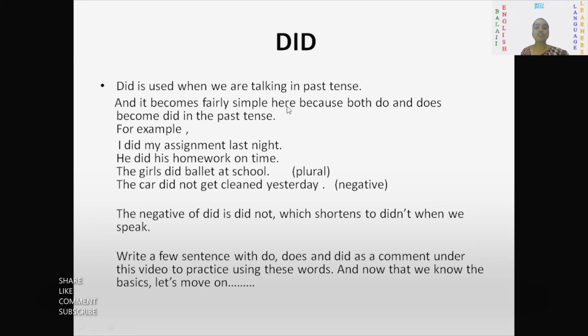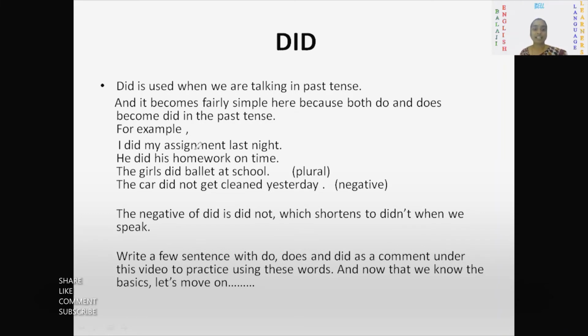Okay. Now, when do we use did? What is did? Don't worry, we are going to have exercises also in later slides. Just listen to the concept first, then we'll do the exercises. Did is used when we are talking in past tense, P-A-S-T, past. Means already completed. And it becomes fairly simple because both do and does become did in the past tense. They won't change into any other words. Both do and does become did only in the past.